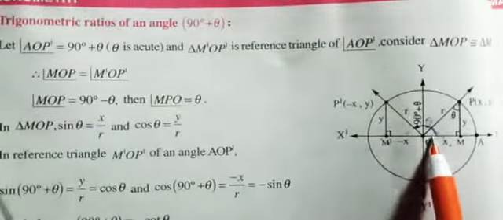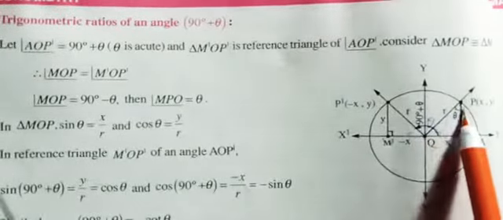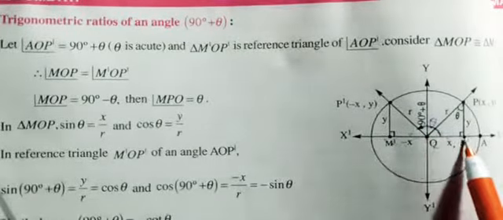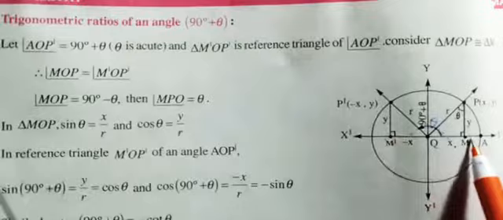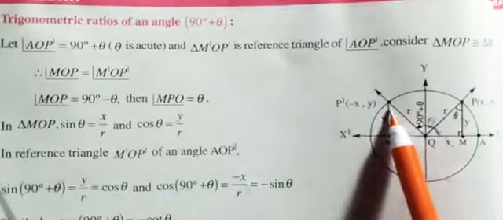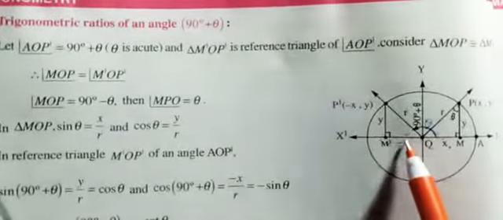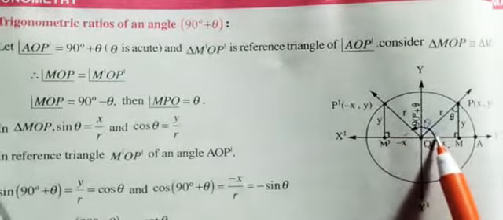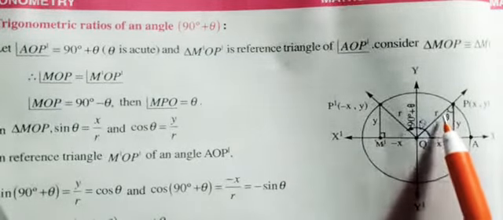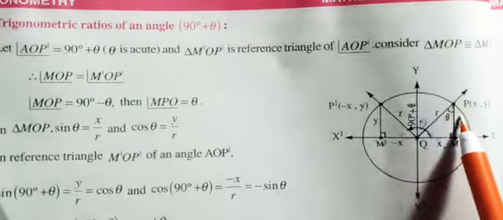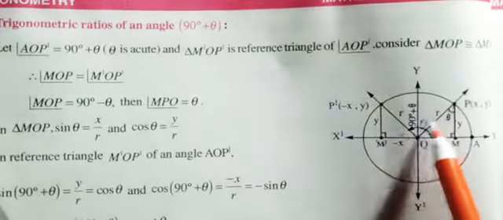Now as we can see, this is my picture. I hope it is clearly visible to you. Here this is one triangle and this is another triangle. If this is x, this is minus x. If this is y, this is also y. This is r, this is also r. Now if this angle is theta, then since this and this are parallel to each other, this angle is also theta.